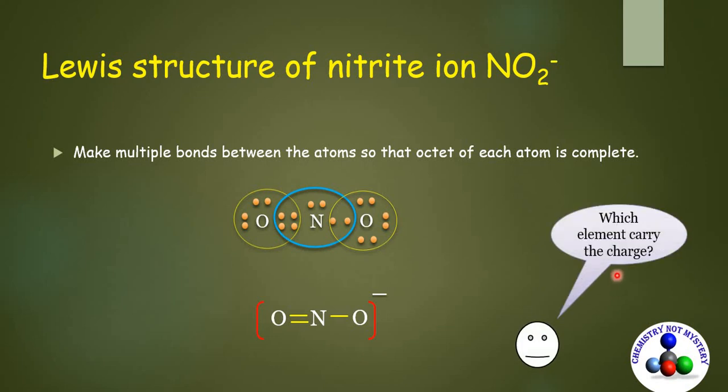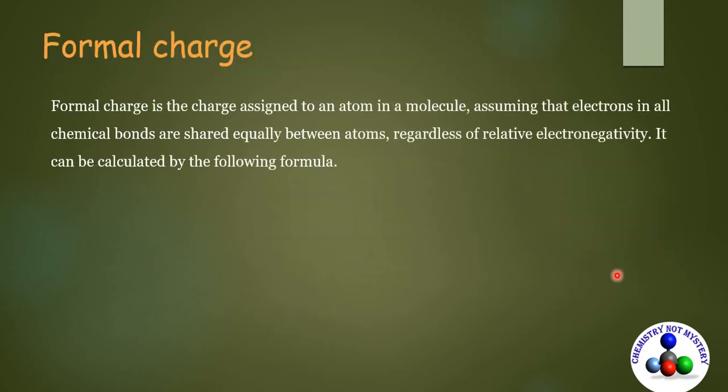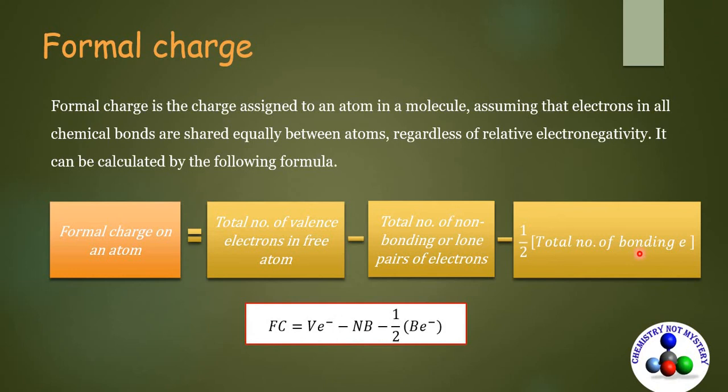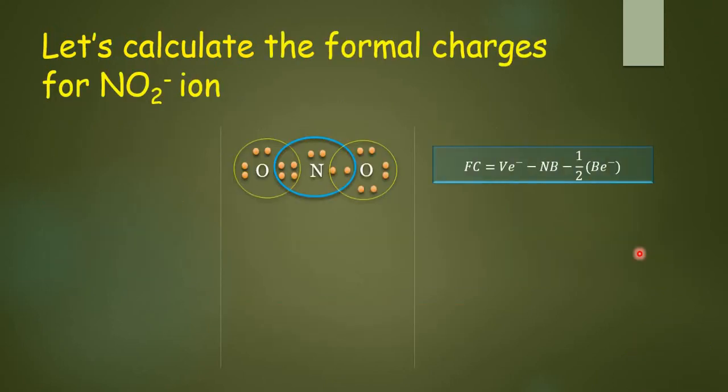To get the answer, you need to calculate the formal charges. Formal charge is the charge assigned to an atom in a molecule, assuming that electrons in all the chemical bonds are shared equally between the atoms, regardless of relative electronegativity. It can be calculated by the following formula. Formal charge on an atom is equal to the total number of valence electrons in the free atom minus the total number of non-bonding electrons or lone pair electrons minus half of the bonding electrons.